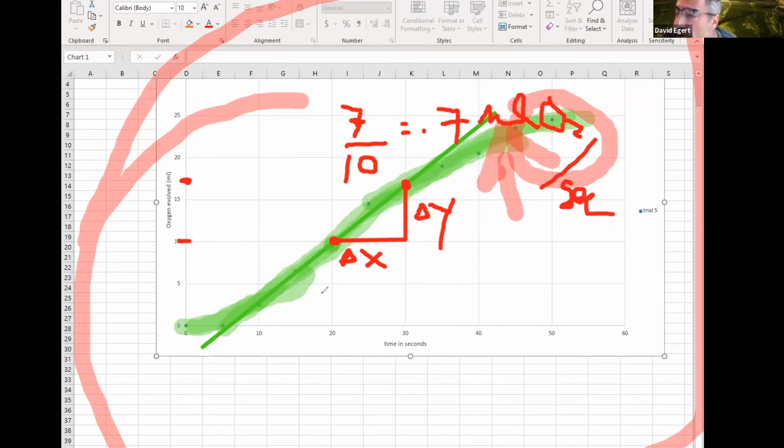So when I go back to my little graph of substrate concentration versus reaction rate for trial 5, that's going to be my reaction rate. It's going to be the slope I calculated from drawing my best fit line and calculating the slope for trial 5. So does that make sense?